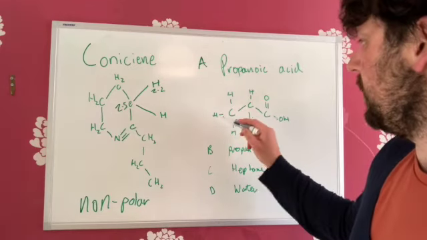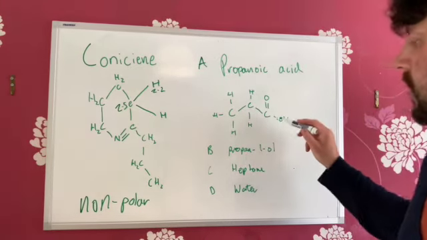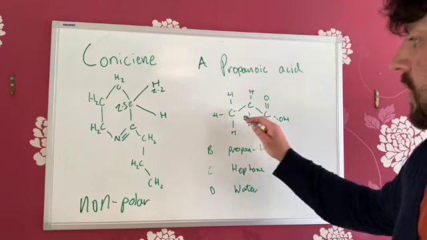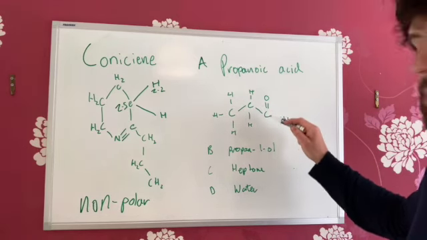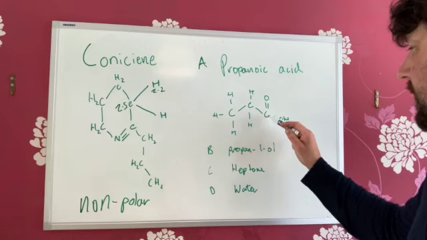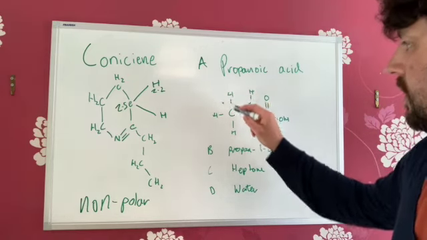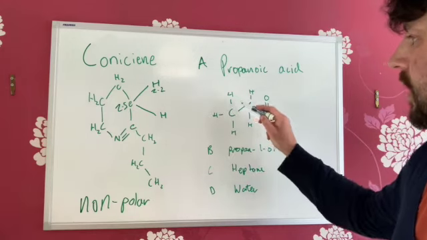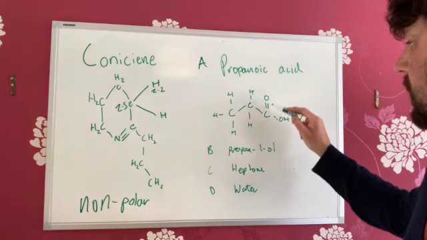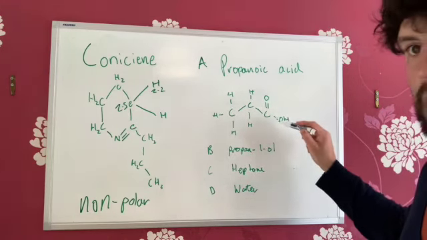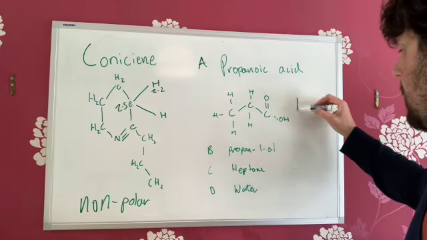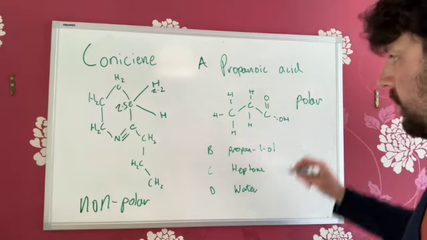Now, if we look at propanoic acid here, I've drawn the molecule out for you. You can see that there are quite a lot of CH bonds, but there's also C=O bonds and a C-OH bond as well. These CH bonds are going to be similar to here, they're going to be non-polar, but these other bonds are not non-polar. So this is a polar molecule.